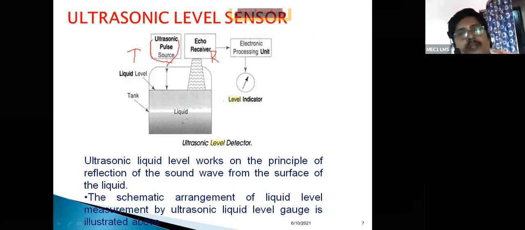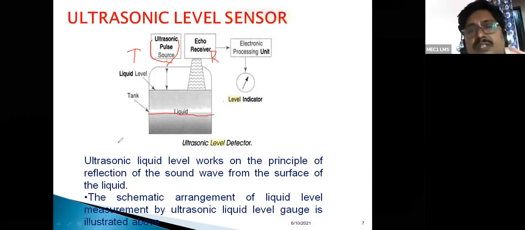See here, in this transmitter and receiver arrangement, if the level of the liquid is low, the time period is more. If the time period is very small, then the level of the liquid in the tank is high. That is what this indicates. I'm repeating for all of you.